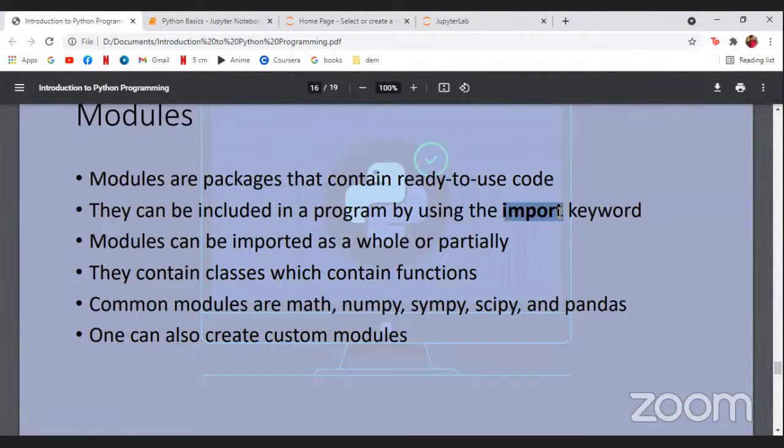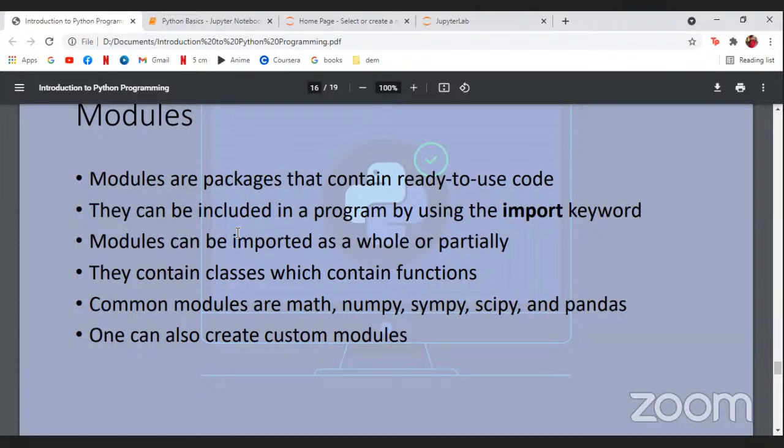So how do you include modules in your program? You use the import keyword. Import is a keyword that is always done at the beginning. Like in C, where you include your header files, similarly you have the import keyword, which you always write at the top of your program so that you import whatever you need and can use it later. If you don't import your module, you won't be able to use it. You'll get an error saying no module named this, right?